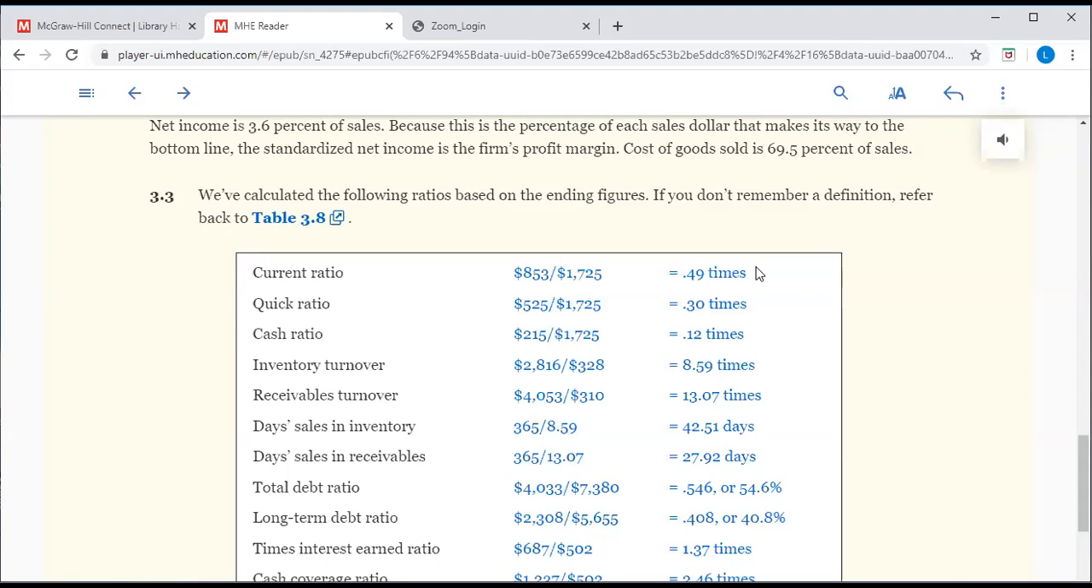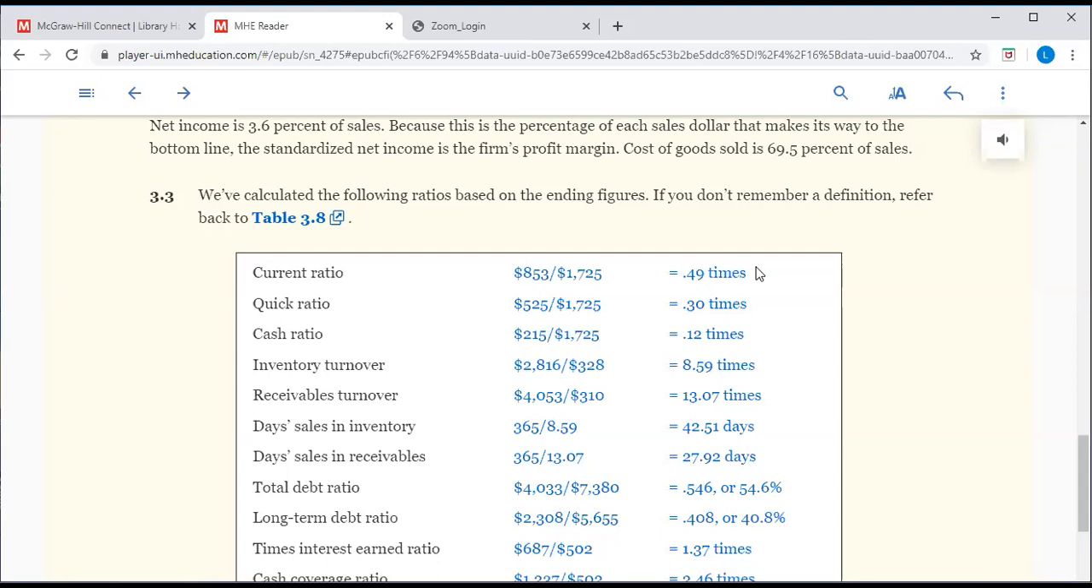The next ratios we're going to look at are the management of assets. Remember, inventory and receivables. So the first ratio is inventory turnover, where we take the balance of cost of goods sold from the income statement for 2018, or 2816, divided by the inventory balance of 328. And we get 8.59 times. Now remember, that means how many times on average the company sells out its inventory, how many times it needs to replace it during a year.